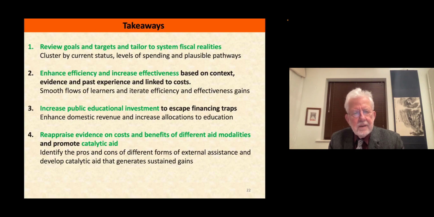Fourthly, we do need to look again at the costs and benefits of different aid modalities. And we need to promote aid which is catalytic rather than creates dependence.